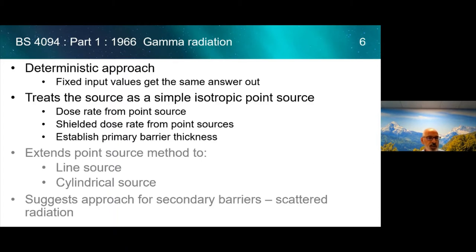The standard also extends this point source idea to a line source and a cylindrical source, and it suggests an approach that you can use for determining the thickness of secondary barriers, which usually do not need to be as thick as your primary barrier because you're looking at degraded radiation with a lower energy spectrum. We're not going to talk about any of that stuff. I'm going to concentrate on simple isotropic point sources. That's why that's grayed out, but it's worth mentioning it.